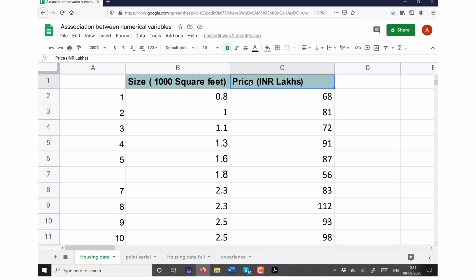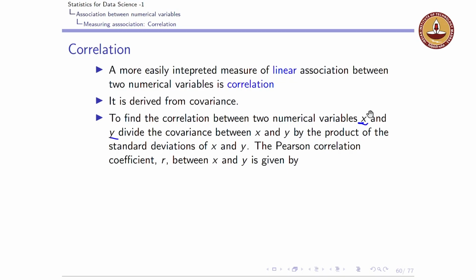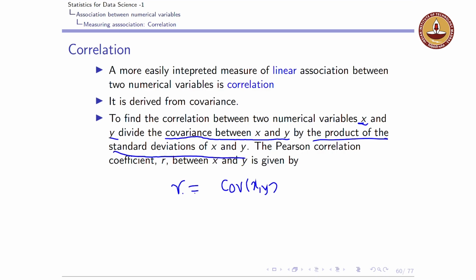So, if I want to know the correlation between these two variables, I can represent it by R, or in some books represented by rho, the Pearson correlation coefficient R between variables x and y. I can drop this x and y also and just represent it by R. The Pearson correlation coefficient is given by R, the covariance between x and y divided by the product of the standard deviations of x and y.